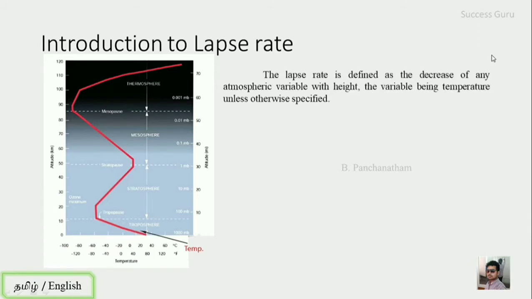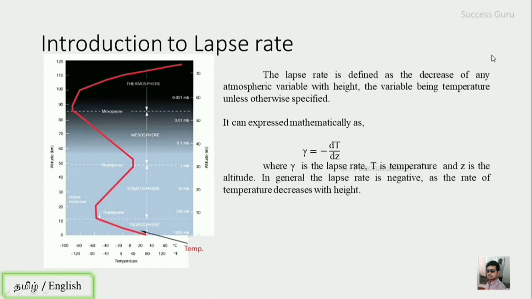The Lapse rate is defined as the decrease of any atmospheric variable with height, and the variable being temperature unless otherwise specified. So whatever variable is changing with height can be defined under the Lapse rate, and if it is not specified, then the Lapse rate simply indicates the rate of change of temperature. This can be mathematically expressed as gamma is equal to minus dT by dz, where gamma is the Lapse rate, T is the temperature and z is the altitude.